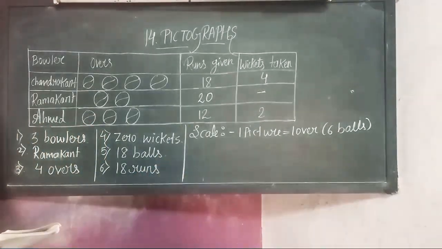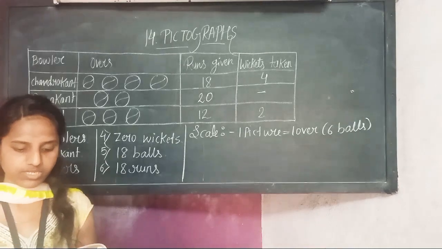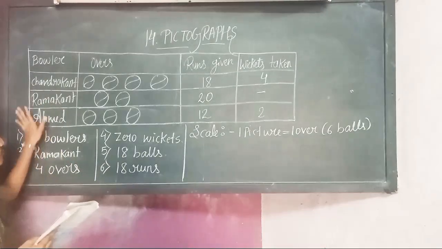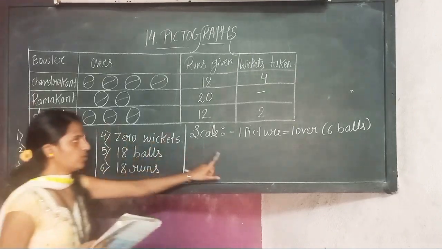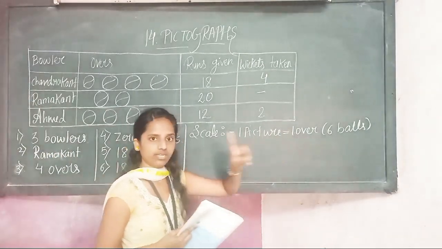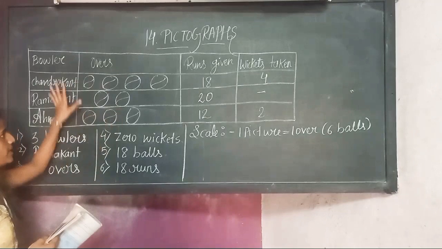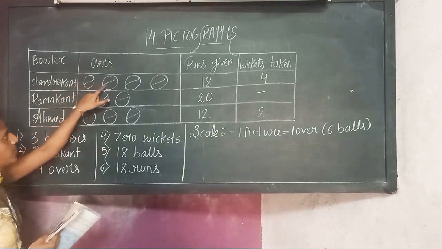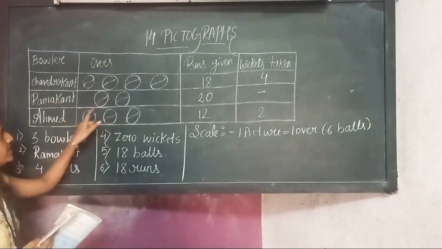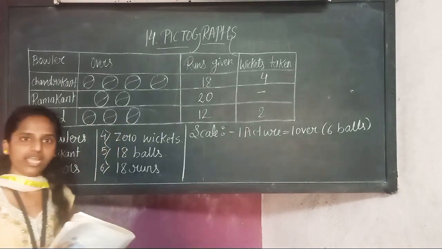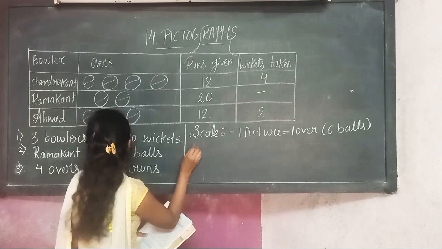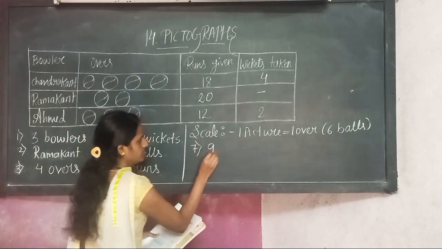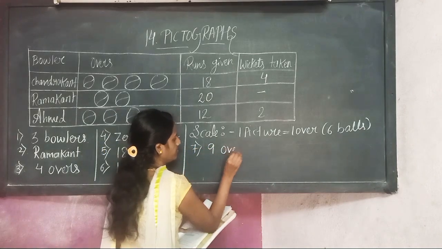Okay, now let's see the 7th question. How many overs were bowled all together? We have to find out the total overs bowled by 3 bowlers. We know that in one picture there is 1 over. So how many pictures in total do we have? 1, 2, 3, 4, 5, 6, 7, 8, 9. There are 9 pictures. That means the total will be 9 overs. Just write down 9 overs.